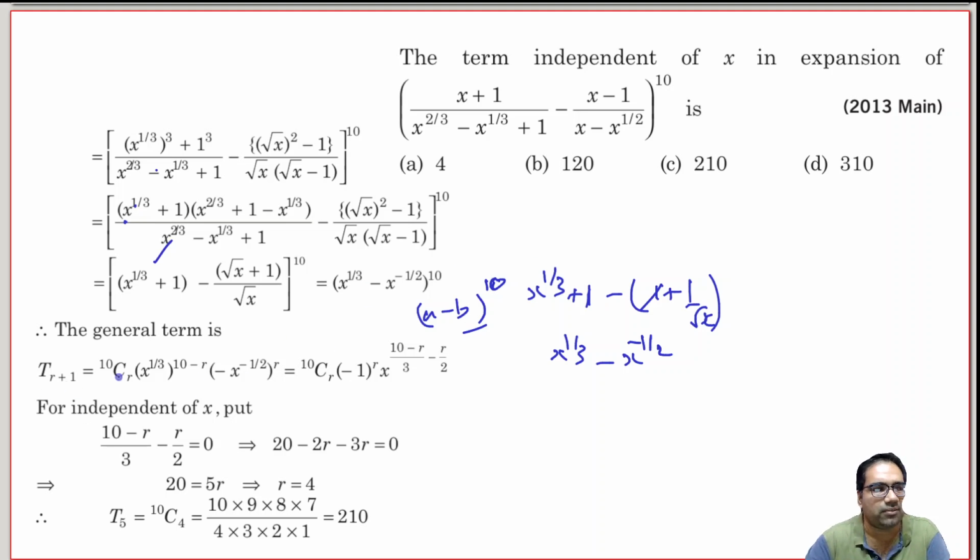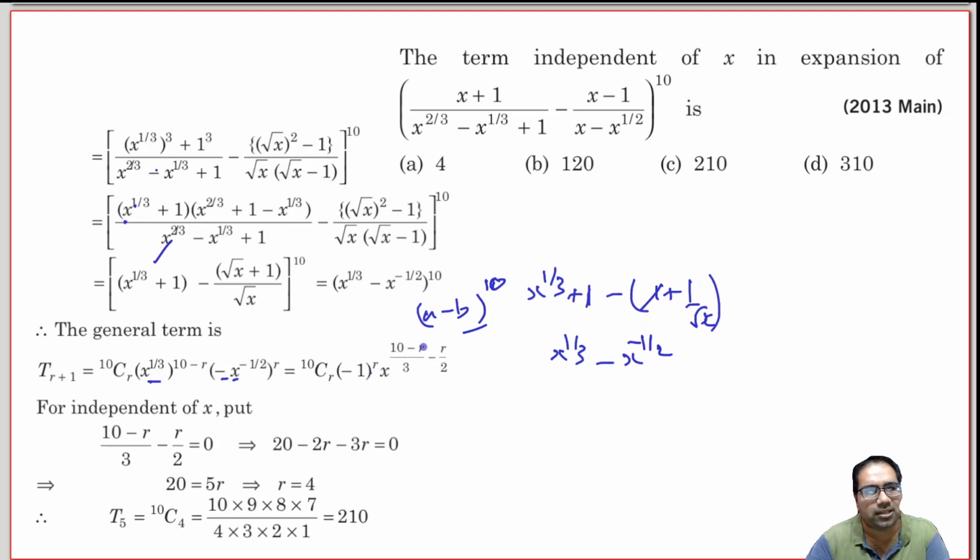So the (r plus 1)th term is 10Cr a power 10 minus r, (x power 1 by 3) power 10 minus r, that is x power (10 minus r) by 3, and (minus x power minus half) whole power r, which is nothing but (minus 1) power r and x power minus r by 2. So we'll take both the x terms common: x power (10 minus r) by 3 minus r by 2.